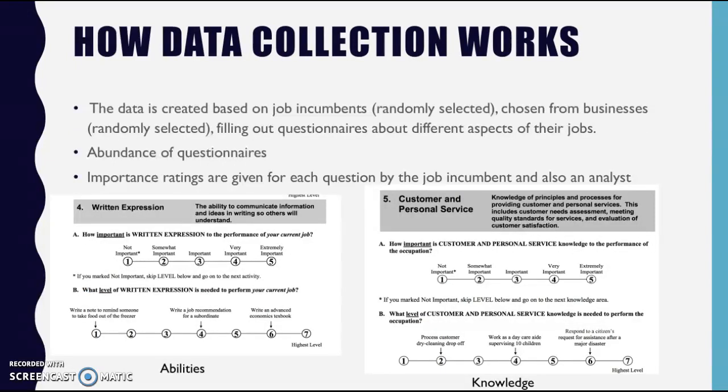So how data collection works. The data is created based on job incumbents that are randomly selected, and they're chosen from businesses who are also randomly selected, and then they fill out questionnaires about different aspects of the job. So businesses are randomly selected, and then they randomly select some of their employees to take these questionnaires to use as information to provide on O*NET.